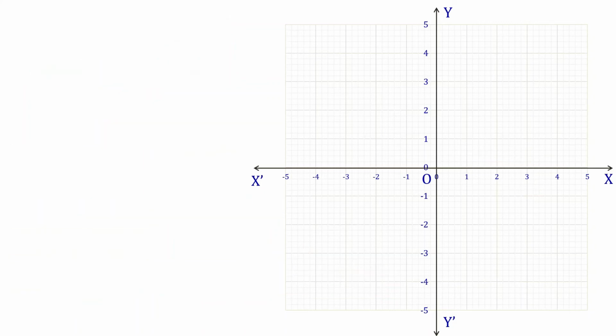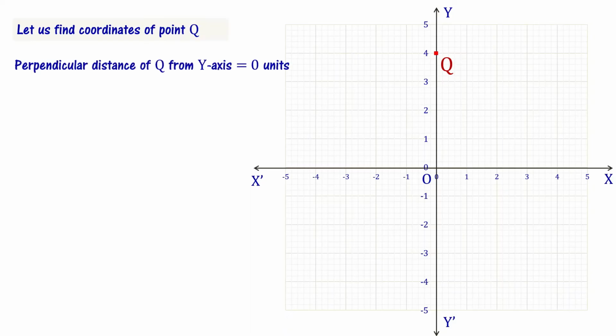Got it? Now let's look at another point, that is point Q. This is on y-axis, right? So perpendicular distance of Q from y-axis, since it is already there on y-axis, is 0 units. This is going to be the x coordinate of point Q, right? X coordinate of point Q is 0.